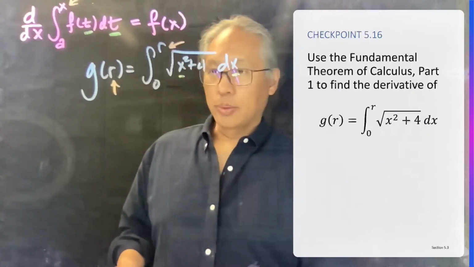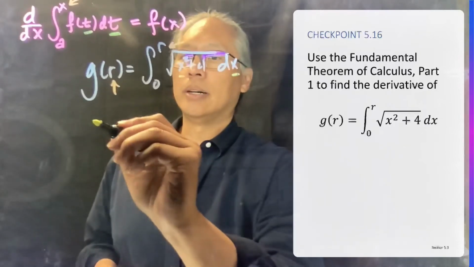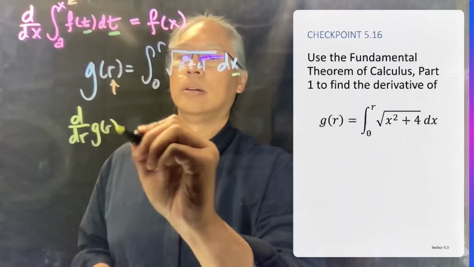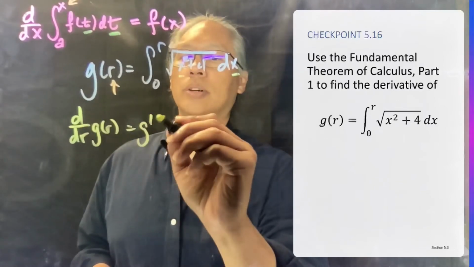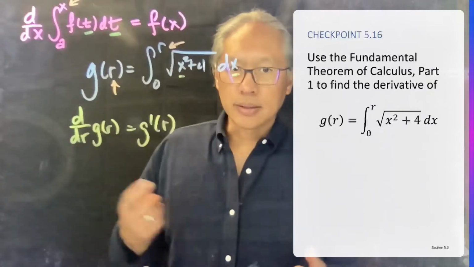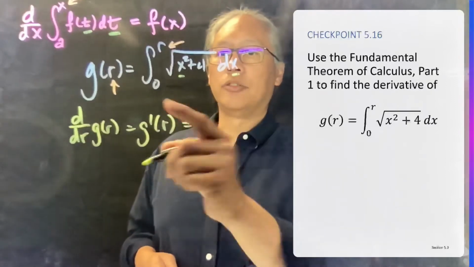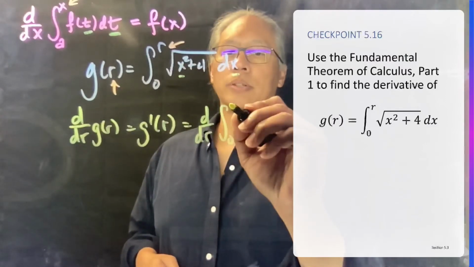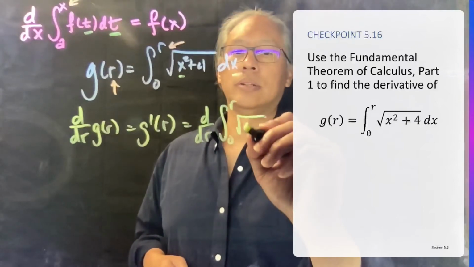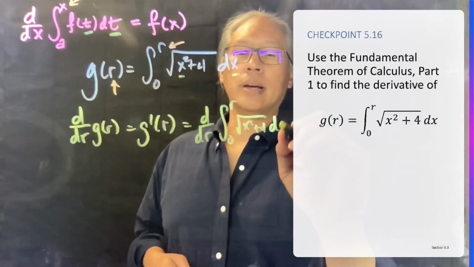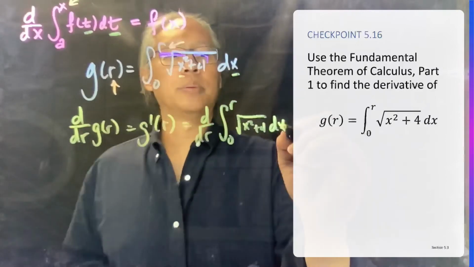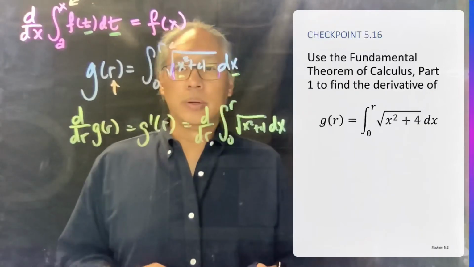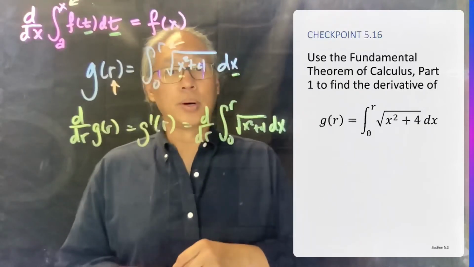So when we're taking the derivative of this, we can say d/dr of g of r, or we can just say g prime of r. That's the same thing. And if we take the derivative of the right hand side, we can say d/dr of this integral from 0 to r of the square root of x squared plus 4 dx. Now, because this is a dummy variable, we can replace it with anything. We can replace it with t, or whatever letter we want.